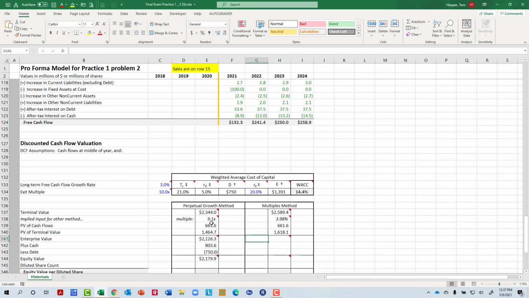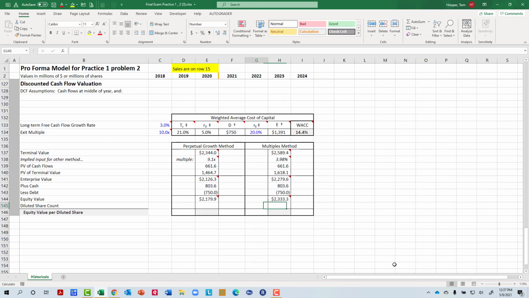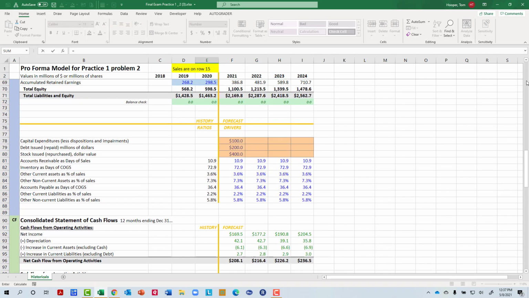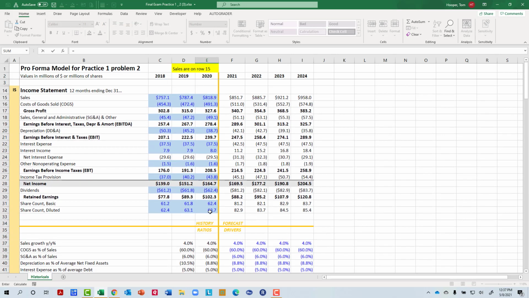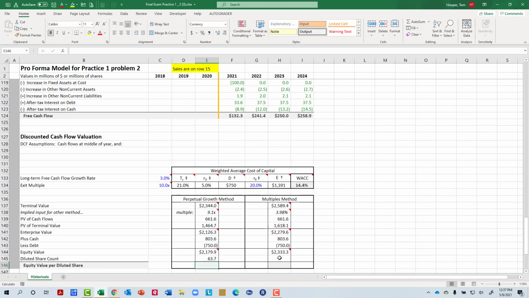Now, enterprise value, that formula is the same. I'm going to add up those two. The cash is exactly the same, and the debt is exactly the same for both. And then the formula to add the three items up is the same, so I can copy that cell. And then the diluted share count. At the time of evaluation, 63.7. So I'll say equal that.